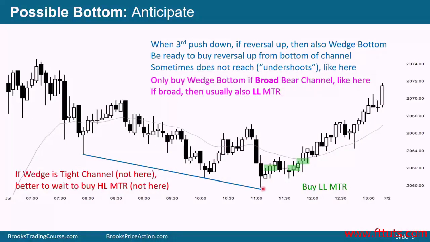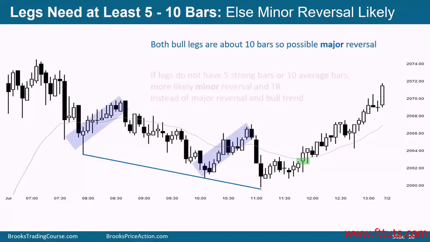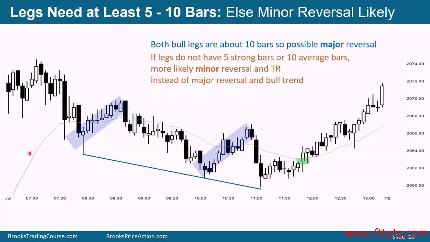However, now, in addition to a wedge, 1, 2, 3, we have a potential lower low major trend reversal. This has a higher chance of leading to a swing up. When I say you want a relatively broad channel, here we have about 10 bars up in each of the 2 attempts to rally. If the rallies are small, like 2, 3, 4, 5 bars, they are minor, and any reversal will probably lead to either a bear flag and a resumption of the bear trend or a trading range.